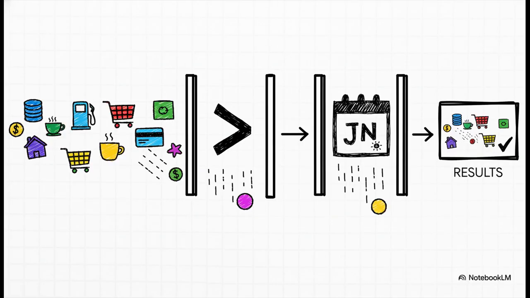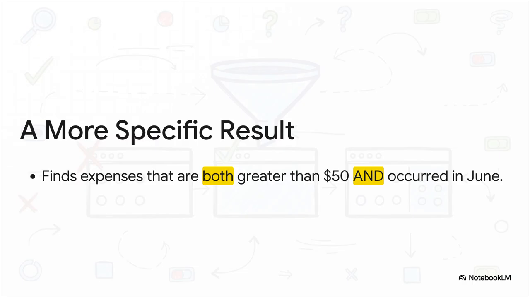Let's look at how AND works by combining 2 rules. Here we're asking for expenses where the amount is greater than 50 and the month is June. A row has to pass both of these tests to make it into our final result. This is how you really start to zero in on your data.